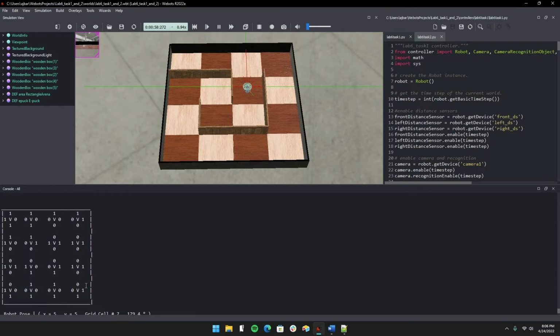Alright, all cells were visited, and the robot stopped. Looks like the internal walls were mapped correctly. Moving on.